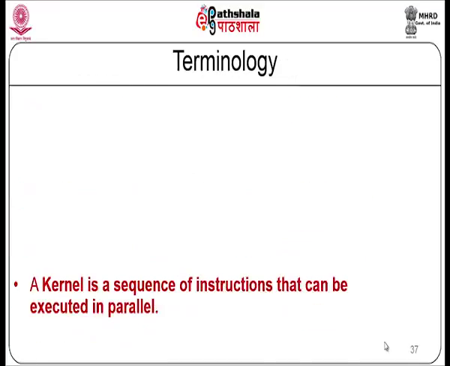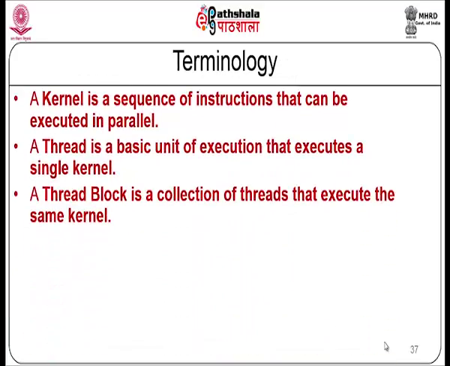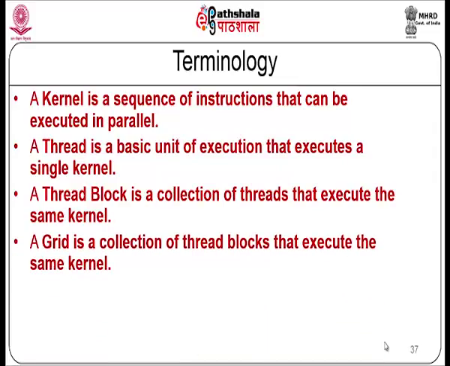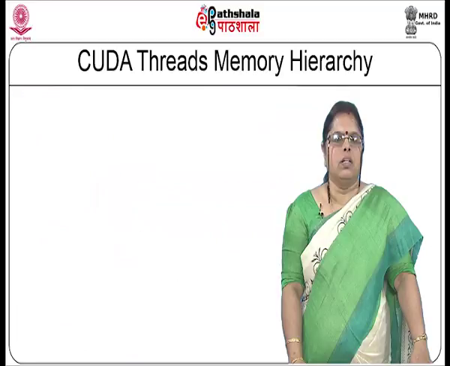So, having looked at the basics, when you write a program, a kernel is a sequence of instructions that can be executed in parallel. A thread is a basic unit of execution that executes a single kernel. A thread block is a collection of threads that execute the same kernel. A grid is a collection of thread blocks that execute the same kernel. And a CUDA program can start many grids, one for each parallel task required.